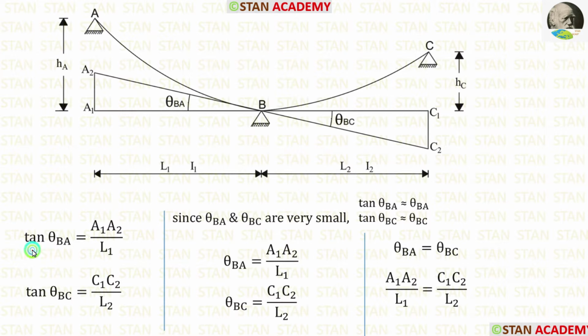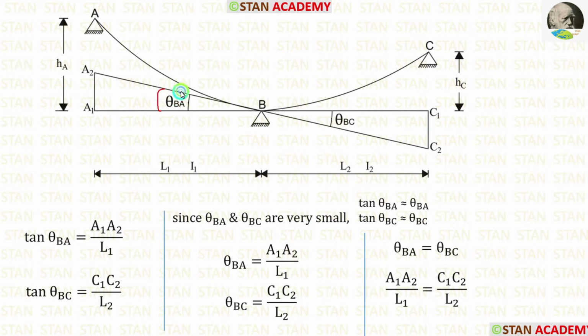Now let us find tan theta BA. We know the tan theta formula: opposite side by adjacent side. The opposite side is A1 A2. The adjacent side is L1. So A1 A2 by L1. In the same way, tan theta BC is equal to C1 C2 upon L2.